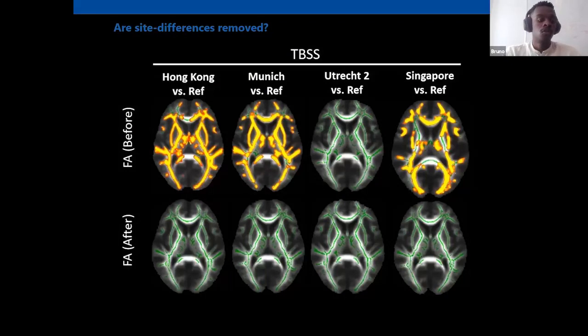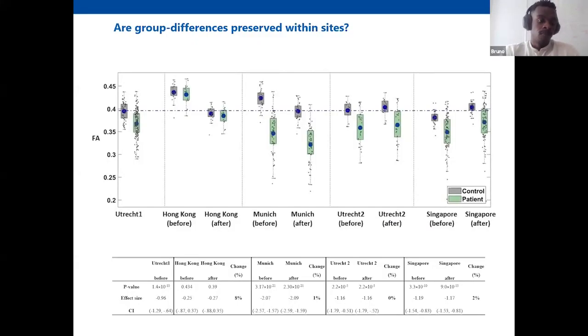But it's also important to pay attention to the second side, which is that we flatten out these differences, but do we preserve the biological signal of interest? So in the next slide, what I show you here is the average FA values for each patient and controls in the white matter skeleton. If you can appreciate here, the gray boxes represent the controls and the green ones represent the patients. And you see here results before and after harmonization.